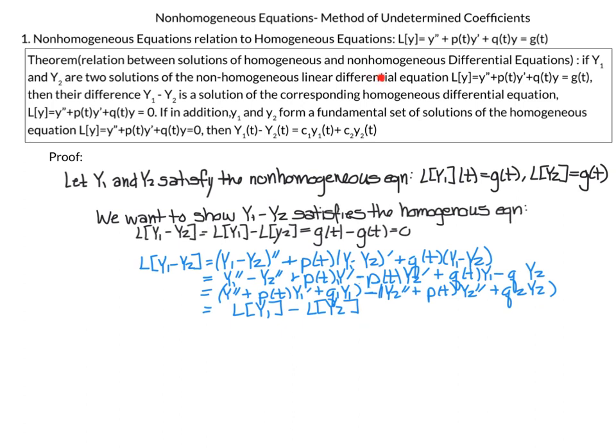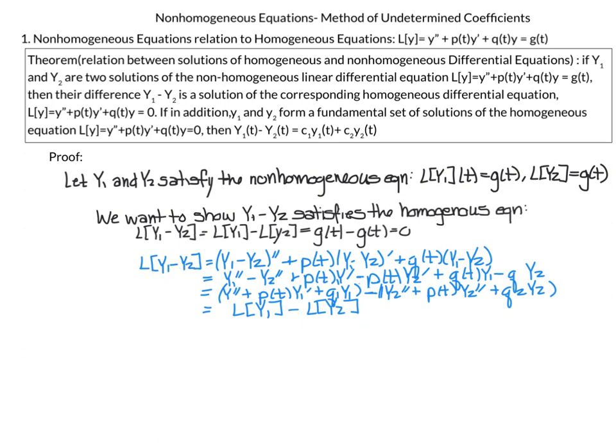And what we want to show is that y1 minus y2 is a solution of the corresponding homogeneous equation. So I've written that down here. We want to show y1 minus y2 satisfies the homogeneous equation. So when we plug y1 minus y2 into the homogeneous equation, L of y1 minus y2, we get L of y1 minus L of y2 because this equation is linear, and I have that proof down here.